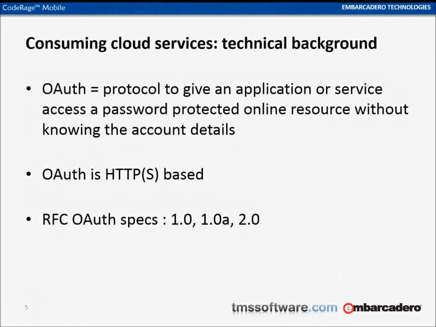A little background about OAuth. That is a protocol to give an application or a service access to a password-protected online resource without knowing the account details. So it's very important that some application, for example your mobile iOS application, can access the account of a cloud service, for example a Twitter account, without giving that application the actual username and password of the Twitter account, and that's of course for security reasons. The OAuth protocol is based on communication with HTTP, and in most cases, definitely in OAuth 2.0, is based on HTTPS, and as explained there are meanwhile 1.0, 1.0a and 2.0 OAuth specifications. In the references we'll give you a link to the RFC for the specs of OAuth.